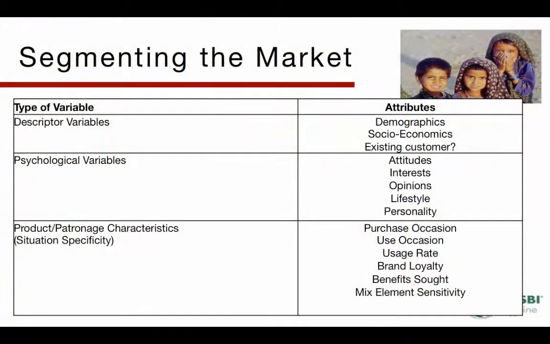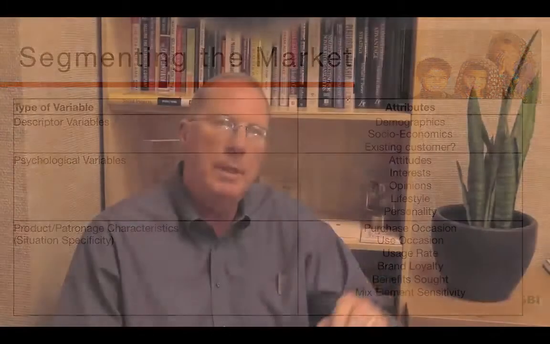So let's look at the variable types. The descriptor variables then are demographics. So where are they regionally? Or the socioeconomics, that is, what type of income do they have, and do they have disposable income? And in some cases, this may be additional products or services that you're bringing to the market. So do you have existing customers that you'd be able to sell into?